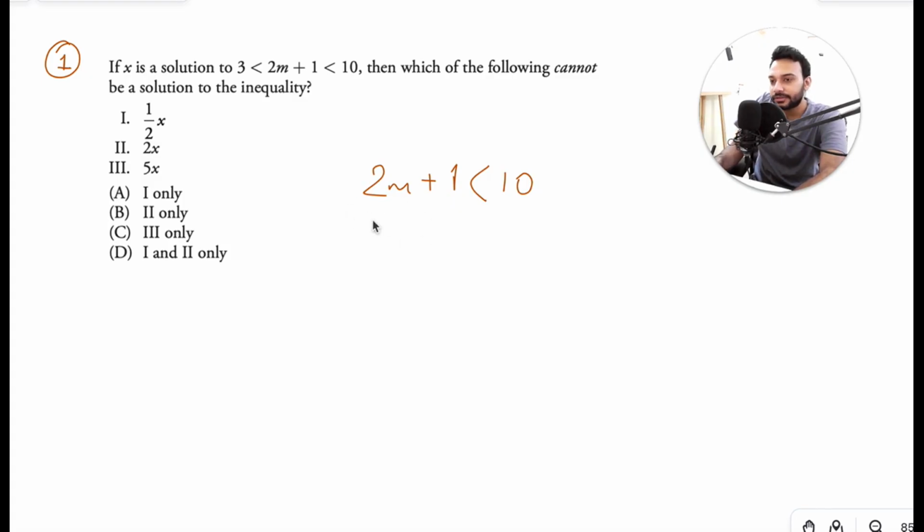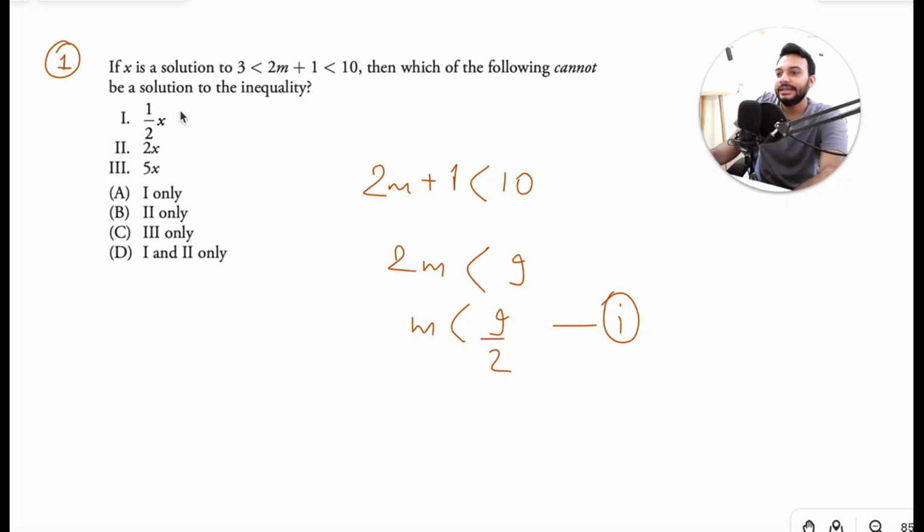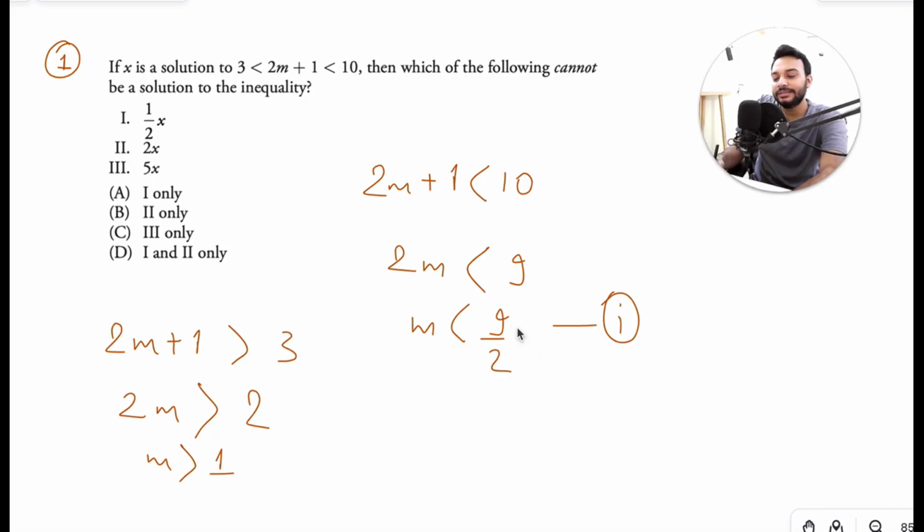So let's first solve this inequality. 2m + 1 < 10 gives 2m < 9, so m < 9/2. This is the first solution. The second one is 2m + 1 > 3, which means 2m > 3 - 1 = 2, so m > 1. So m is between 1 and 9/2. What is 9/2? It's 4.5. So m is between 1 and 4.5.